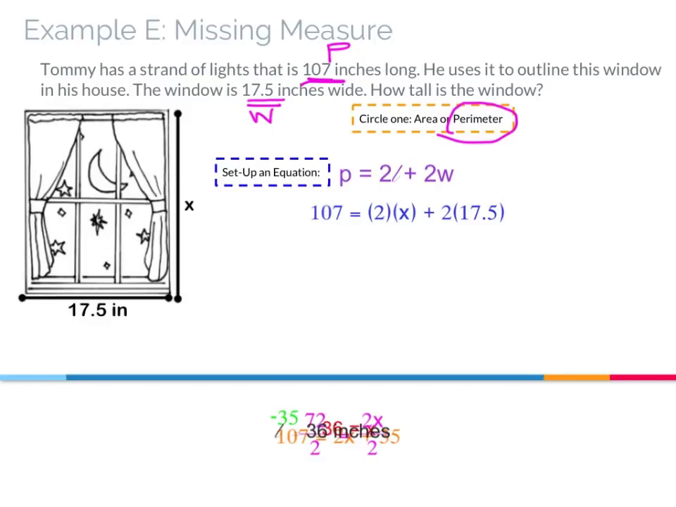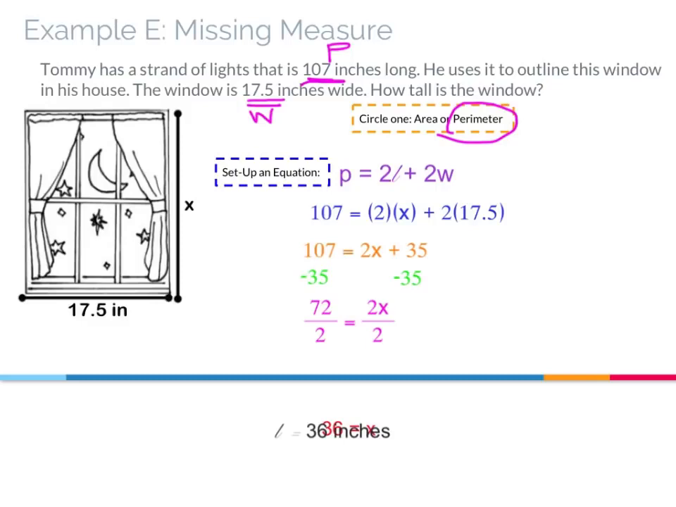Now using order of operations, I need to multiply first. So I get 107 is equal to 2 times x, so 2x, plus 2 times 17.5, which is equal to 35. Now to solve for x, it becomes a two-step equation. So I have to get rid of my constant first. So since my constant is a positive 35, I'm going to subtract 35 from both sides. And when I subtract 35 from 107, I get 72 is equal to 2x.